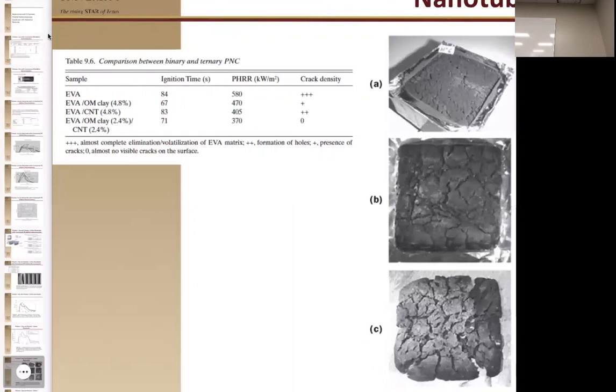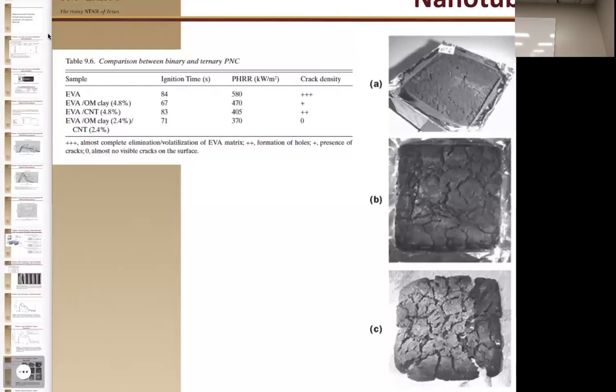The EV by itself is 84, and now it's 67. And then we add the carbon nanotubes back, and it goes back up to where it was. But then when we add both of them together, they're not as good. But look at the heat release rate. The organoclay by itself helped a little bit, but then having both of them in it together helps even more.